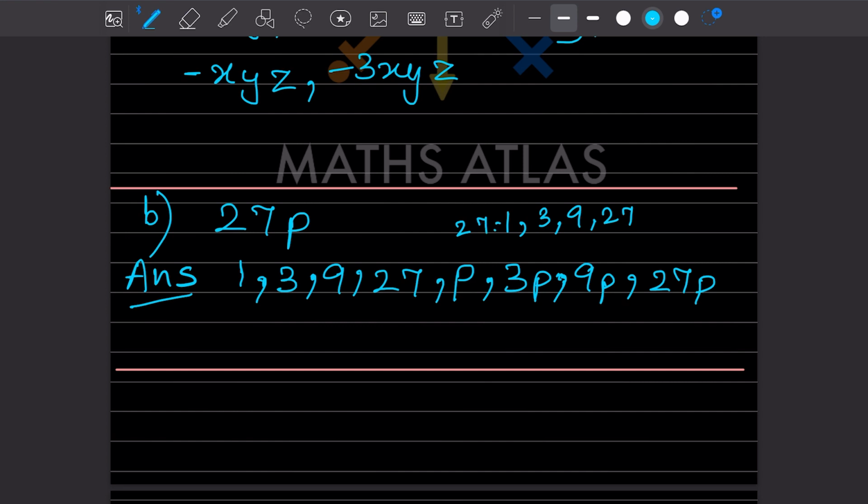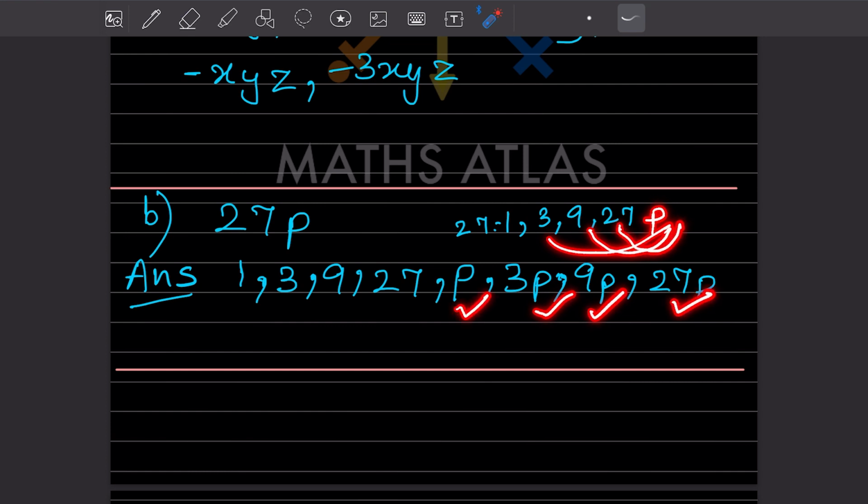So now look here. What are we going to consider? p is of course over here, that 3 into p is 3p. 9 into p is 9p. 27 into p is 27p. And this p alone, of course, we have to write this p alone. Is that clear? That is for 1. 1 into p is p.